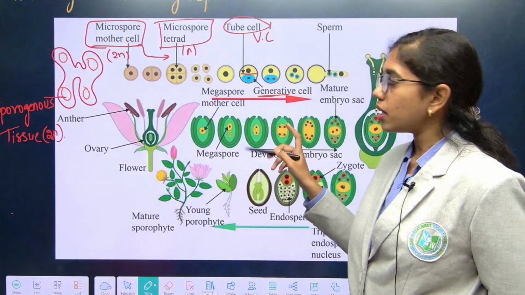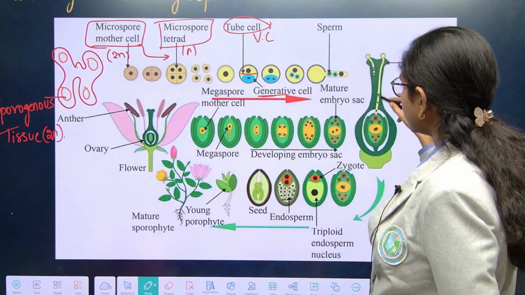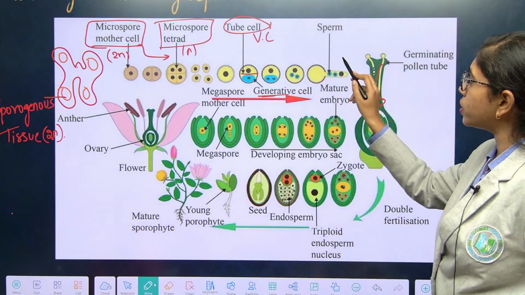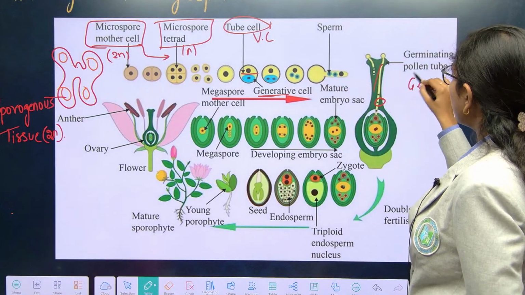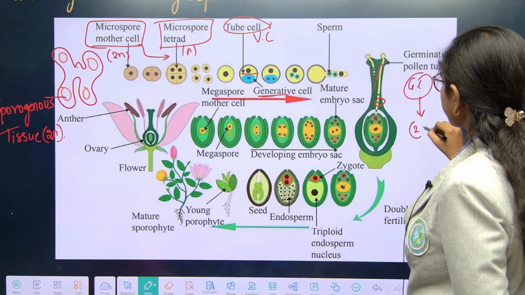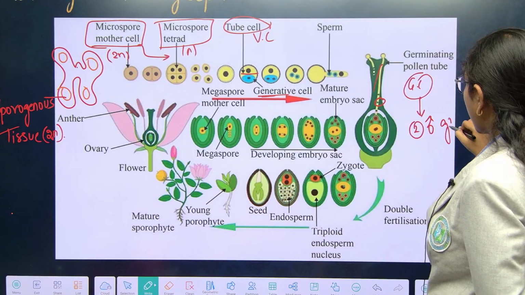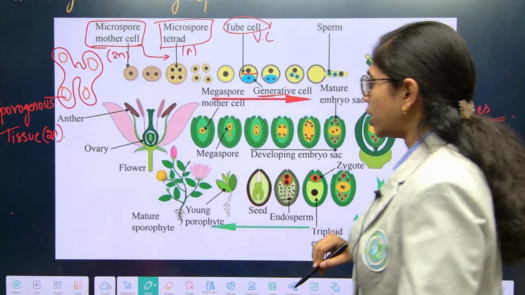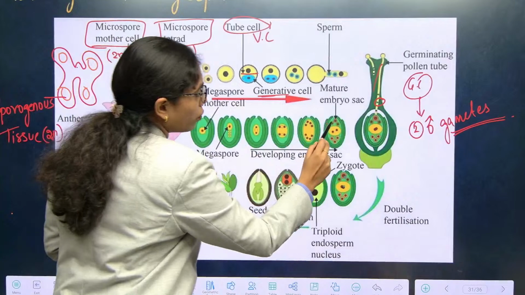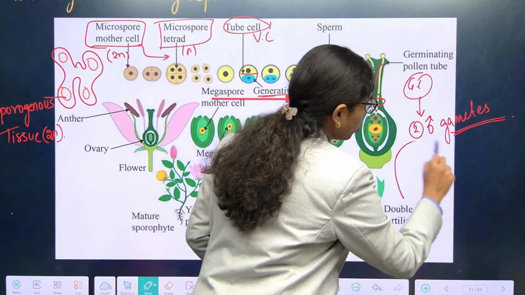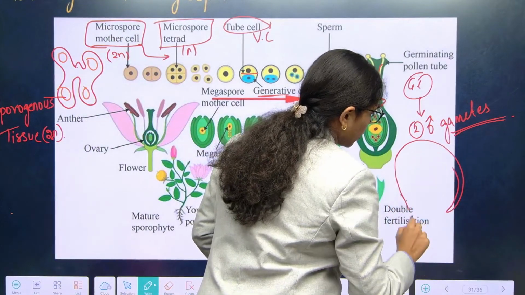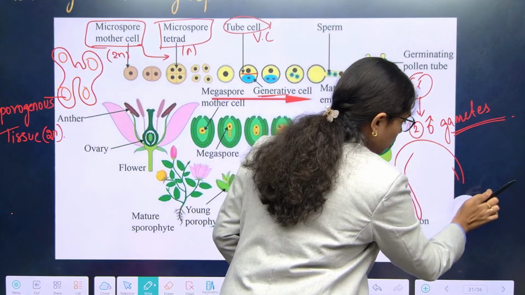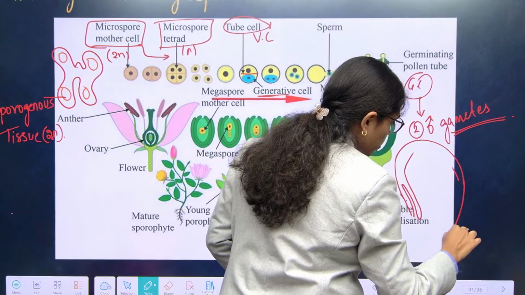Okay. Generative cell again divides into 2 cells. Once it is forming a pollen tube and growing inside. Inside the pollen tube, generative cell again divides into 2 male gametes. Out of these 2 male gametes, if you see inside the ovule, what type of ovule do you see? Inverted ovule in the angiosperms.